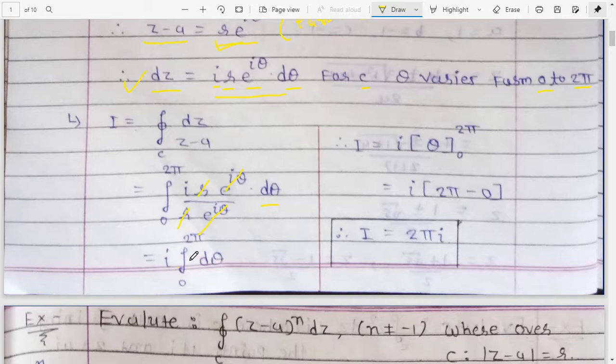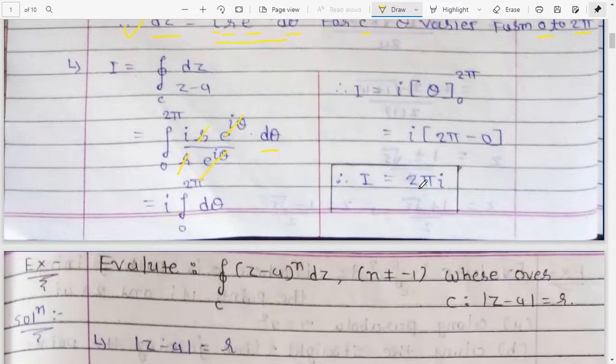So the integration of 1 is equal to theta, with limits 0 to 2 pi. So this is equal to I into 2 pi minus 0. So the integration we get, I is equal to 2 pi I.